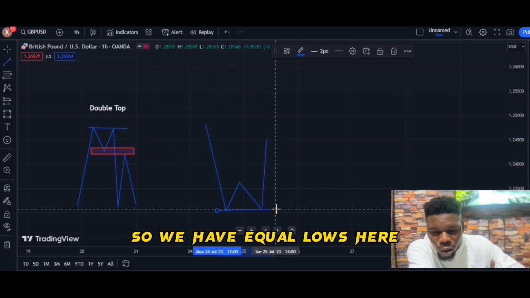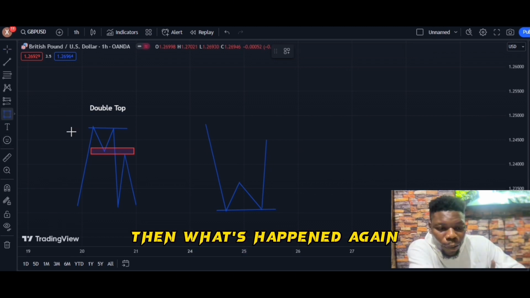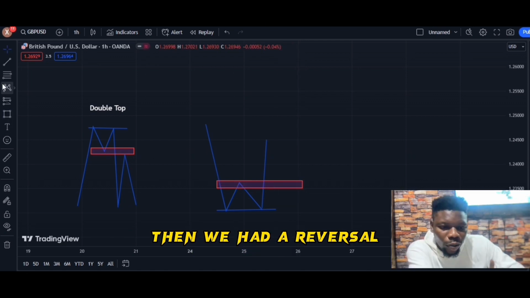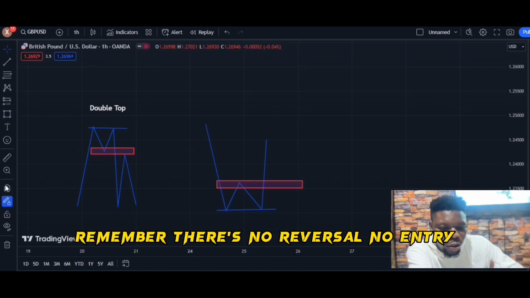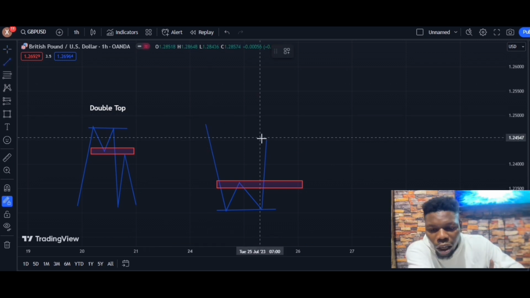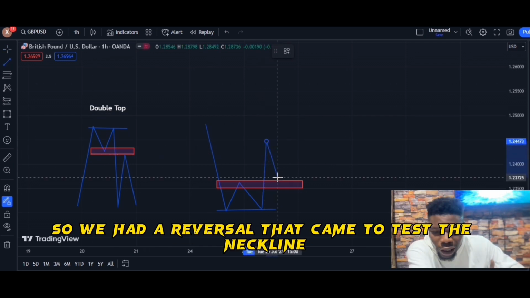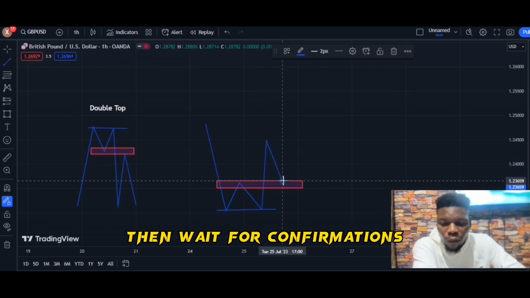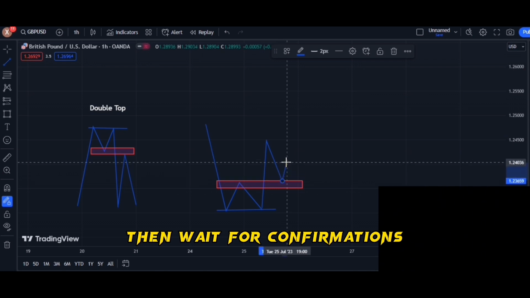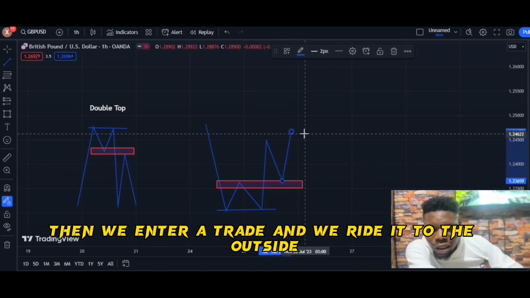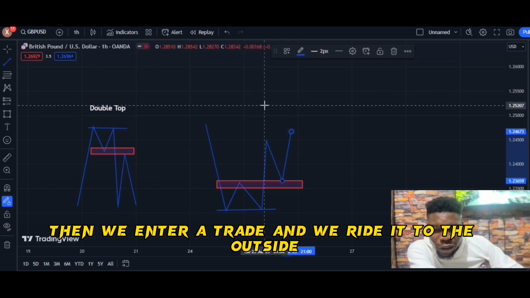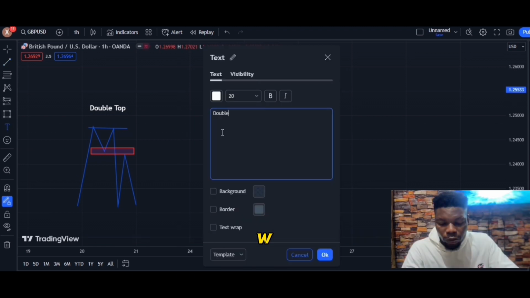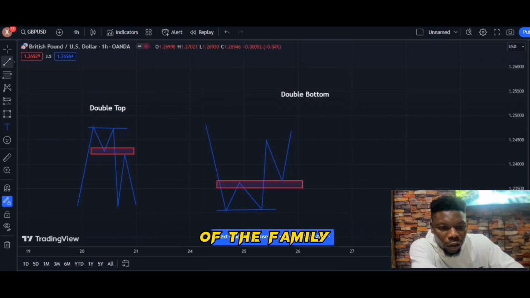So we have equal lows here. Then what happened? The neckline got broken. Then we had the reversal. Remember, if there's no reversal, no entry. So we had the reversal that came to test the neckline. Then we wait for confirmations. Then we enter a trade and we ride it to the upside. That's it, guys. Let me write this: double bottom. This is a double bottom.